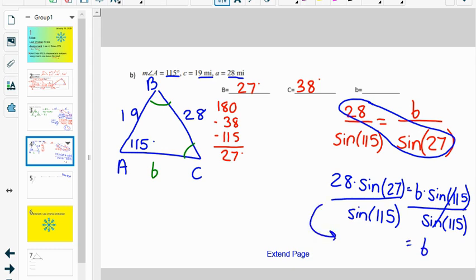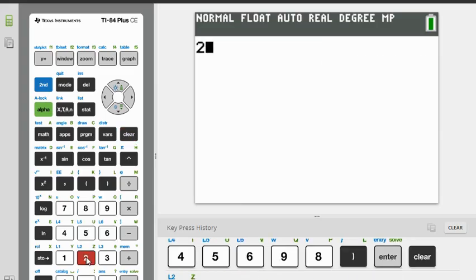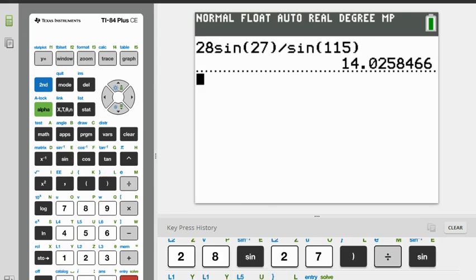Now this you can type in your calculator. 28 sine of 27, close the parentheses, divided by sine of 115. And that gets us the last side, which we'll just round to 14.